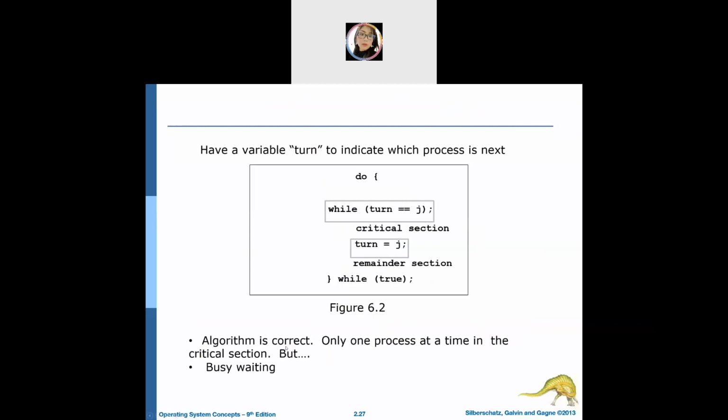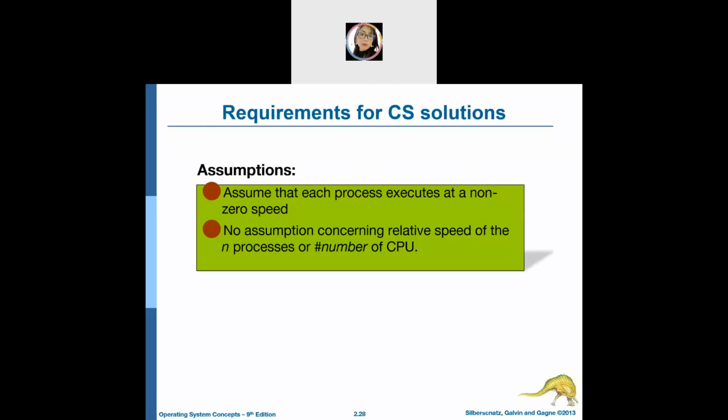So the algorithm is correct, one process at a time in the critical section. So it's going to be while turn equal to J. Sometimes maybe you say, what is J? Later on, you can see it clearly. We have numbers.